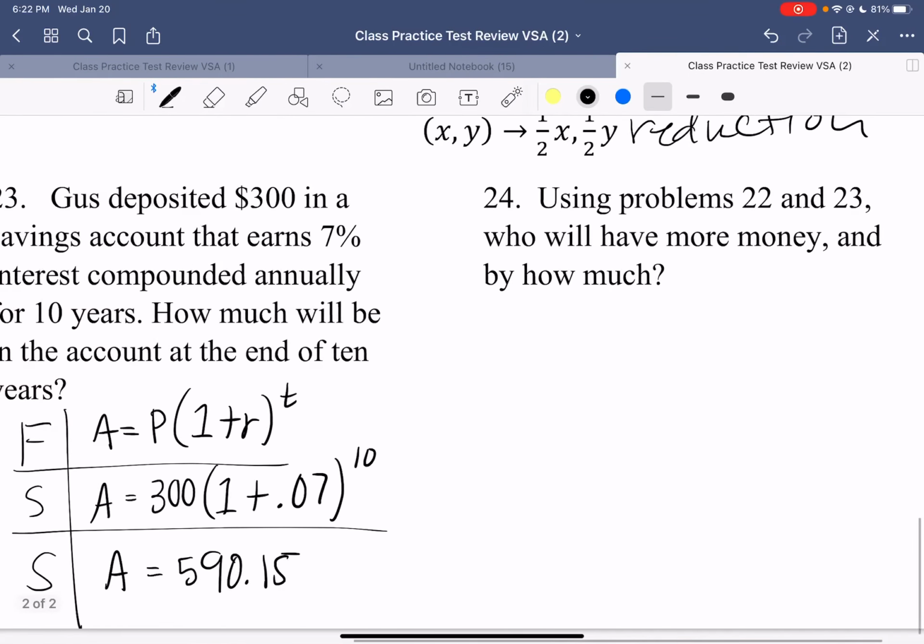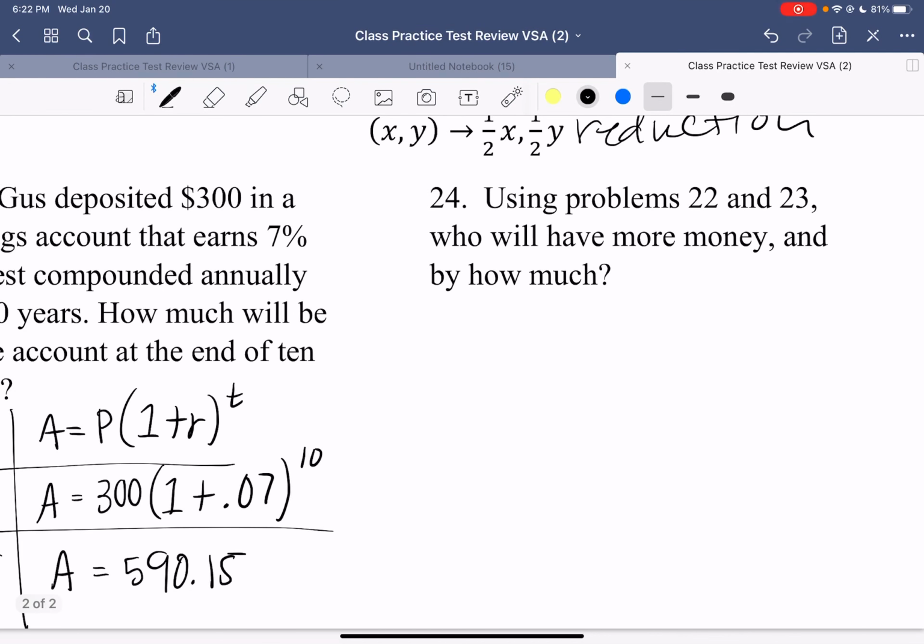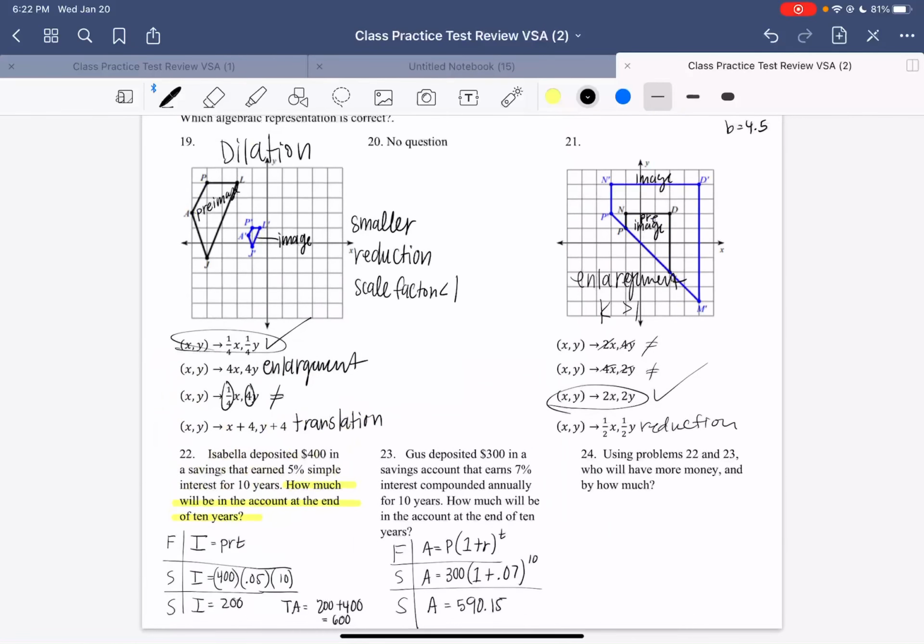And 24 says, using problems 22 and 23, who will have more money and by how much? So we have $600 minus $590.15, and we can get a total of $9.85. So, and that's going to be who has more is Isabella.